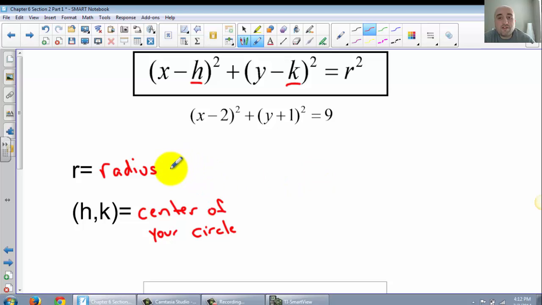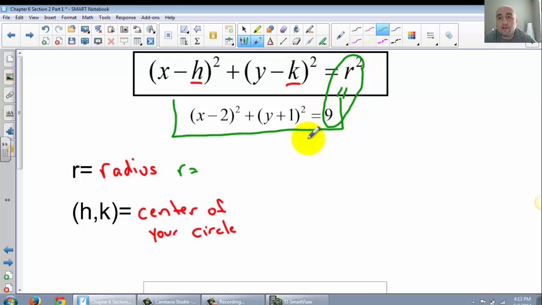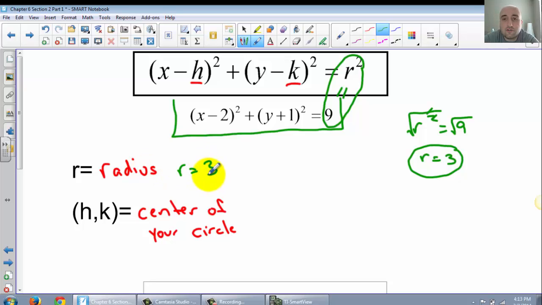So here's an example of a circle equation in center radius form. It's going to tell us our radius, so let's figure out what our radius is here. Now notice, this says r squared is equal to 9. So if r squared equals 9, how do I get r by itself? I have to take the square root. So the radius of our circle is 3 units.